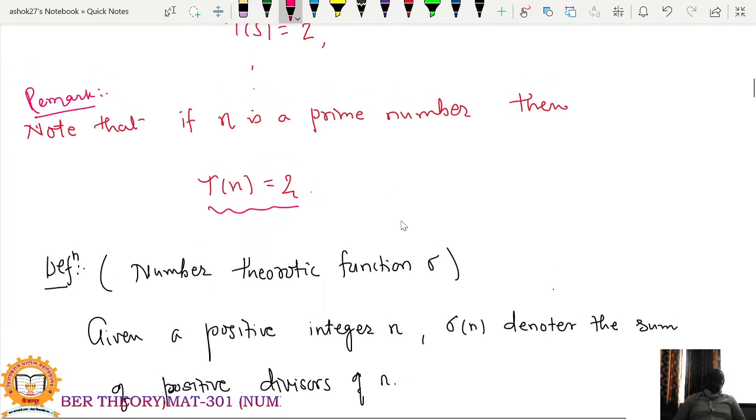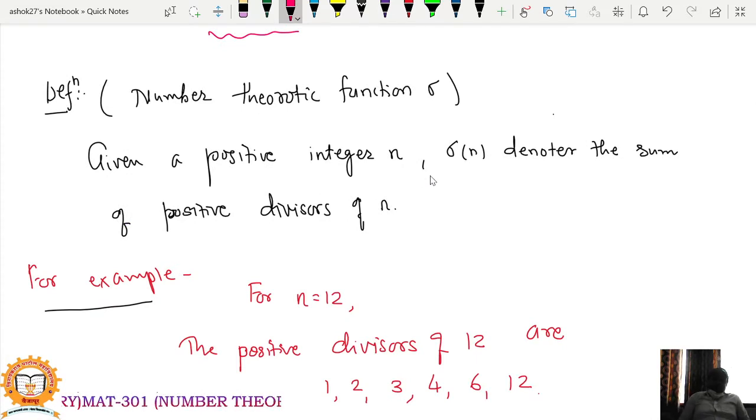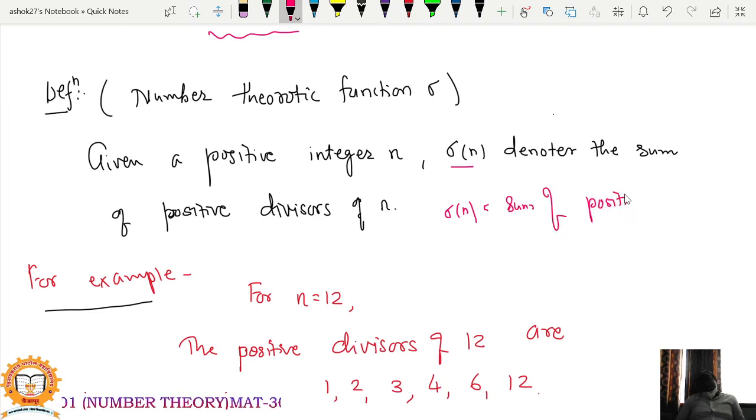So the next number theoretic function is sigma. Given a positive integer n, sigma of n denotes the sum of positive divisors of n. So what is sigma of n? It is the sum of the positive divisors of n. First you have to find all positive divisors of n, then simply add these positive divisors and directly you will get sigma of n. That is the summation of all positive divisors of n.